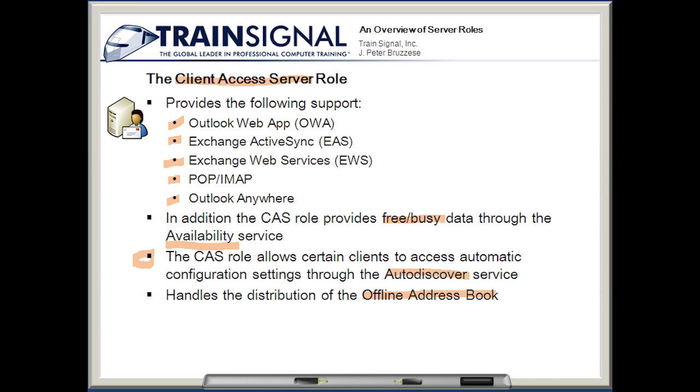But you can start to see with the availability service, the auto discover service, the offline address book service, that there's actually quite a bit of connectivity to your in-house clients, your MAPI clients.